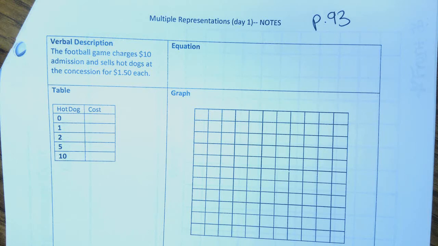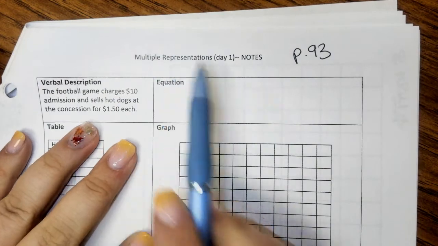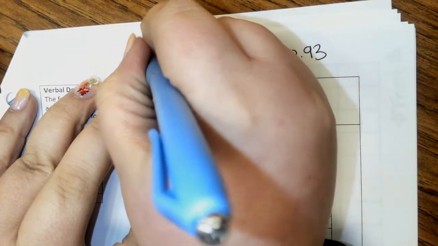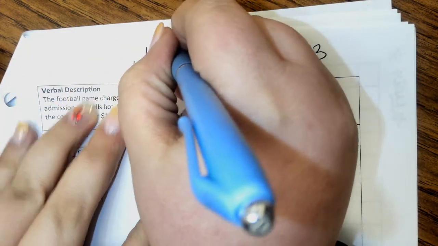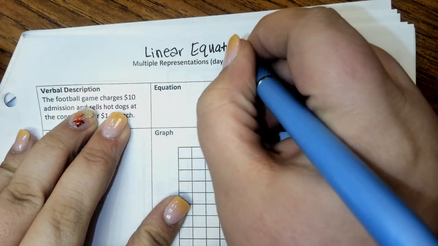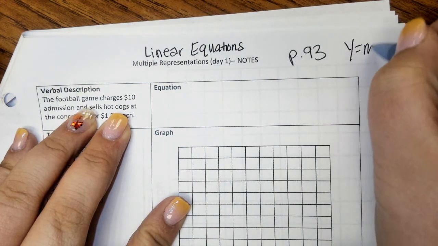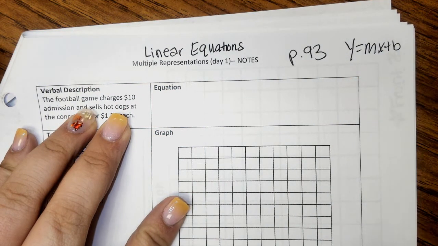Today we are going to finally get a really big picture by putting together a lot of the things that we have learned in the past couple of months. So we are representing linear equations in many ways, multiple ways. Remember, linear equations in general look like y equals mx plus b.